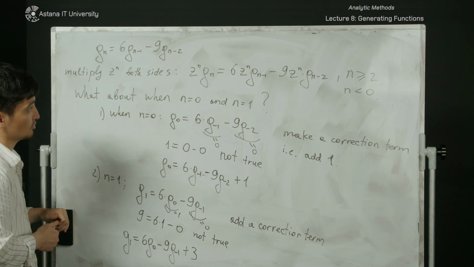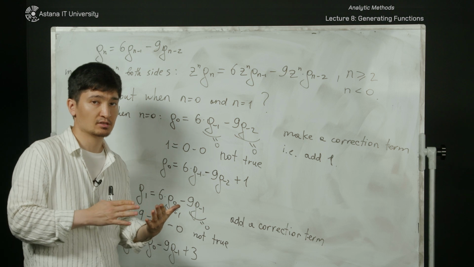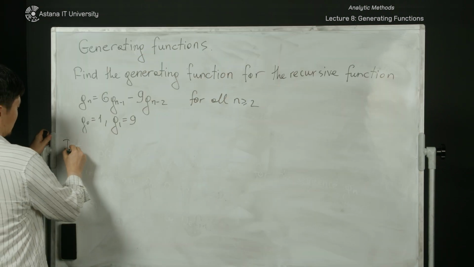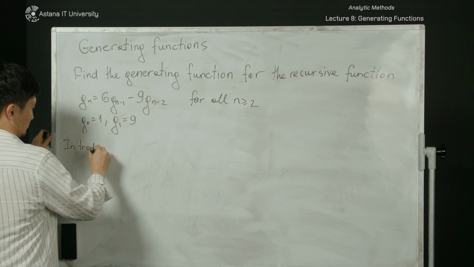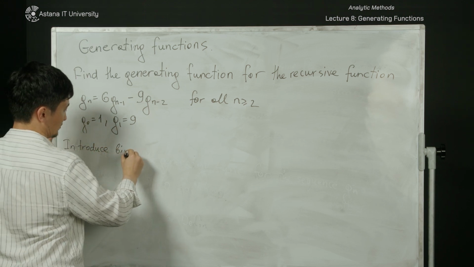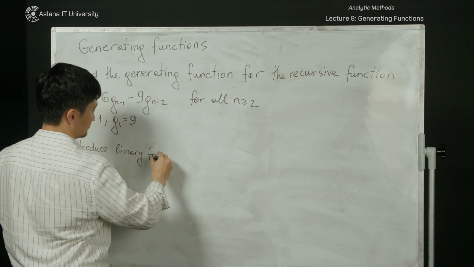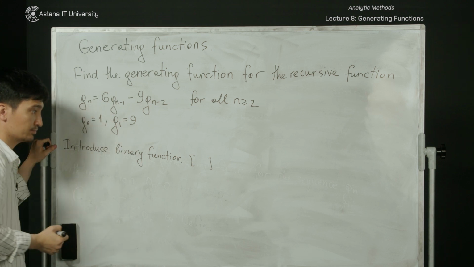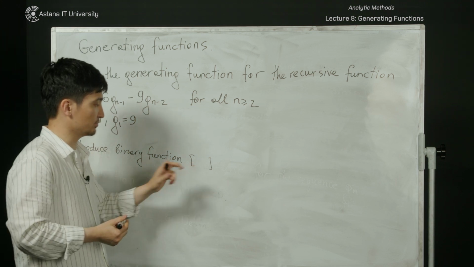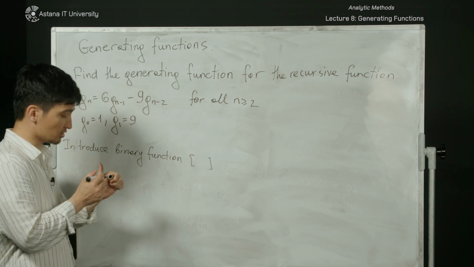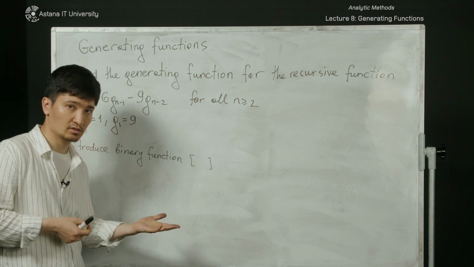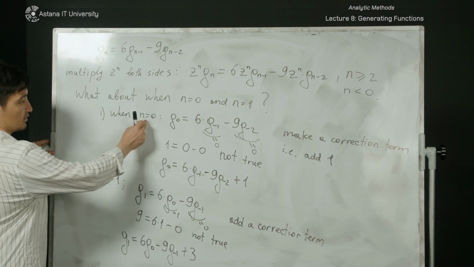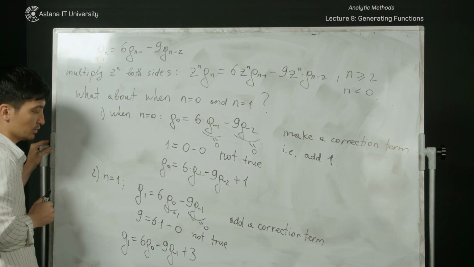So now we'll have to introduce a binary function, given by square brackets, remember? And inside the square brackets, we have to put the condition. And what conditions do we have? We have 2 conditions, right? One is when n equals 0. The other condition is n equals 1.